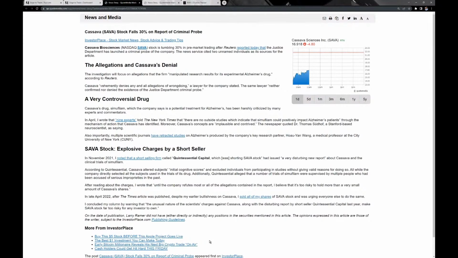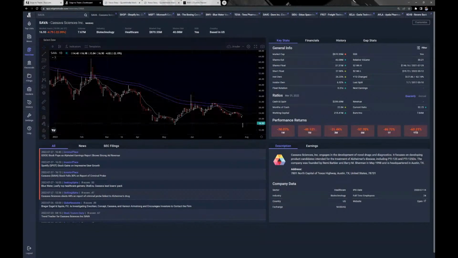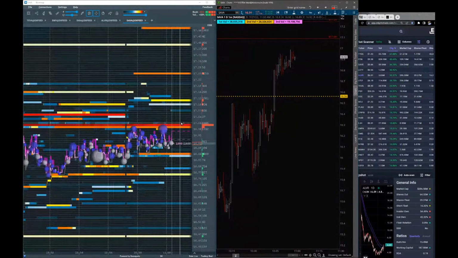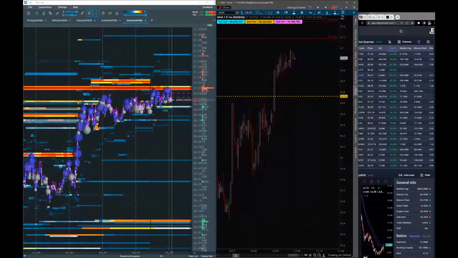Stock falls 30%, actually fell more for a maximum of 50% on report of criminal probe. The Department of Justice has launched a criminal probe of the company. A very controversial drug. They have a float of 37 million, SSR, institutional 27%. Yeah, not looking good over here, traders. Not looking good. So I would like to see over here a fake out of the 17 or rejection at 1710 and then unwind.